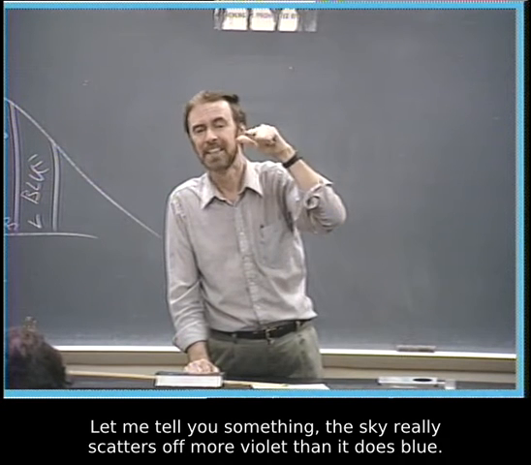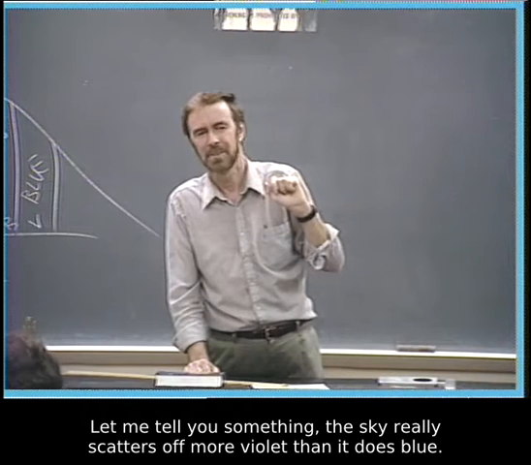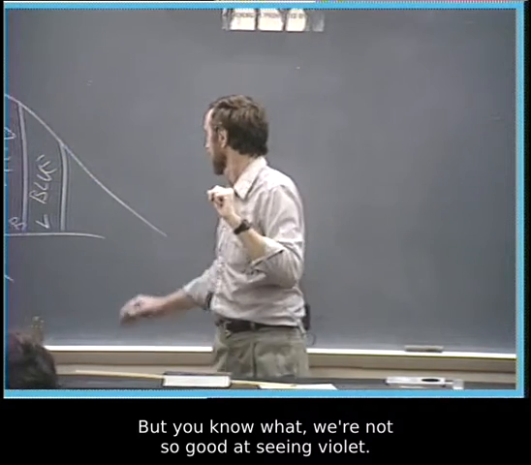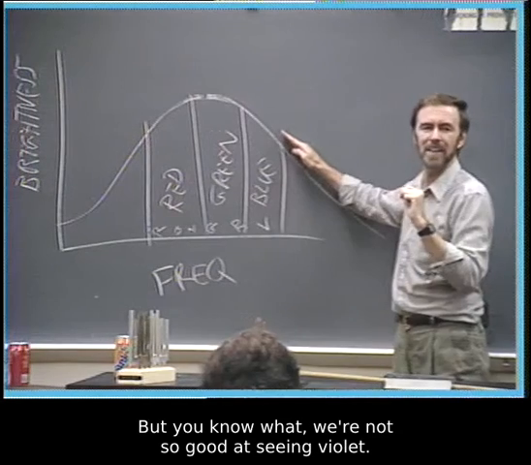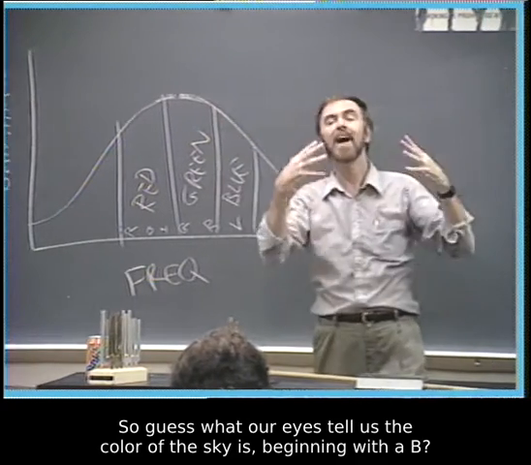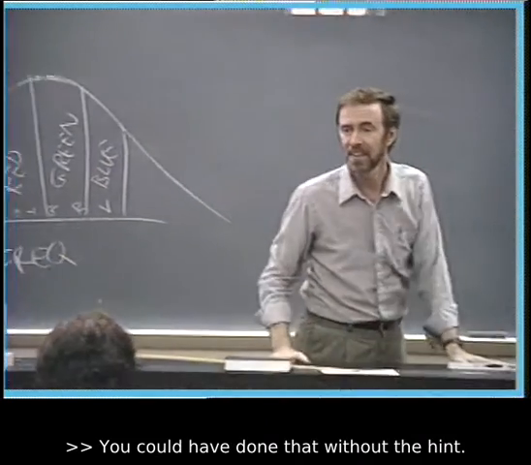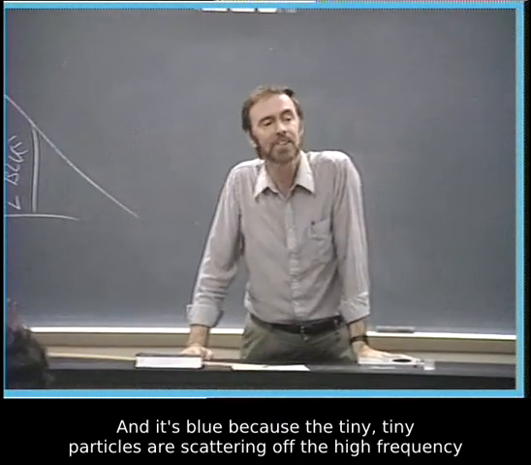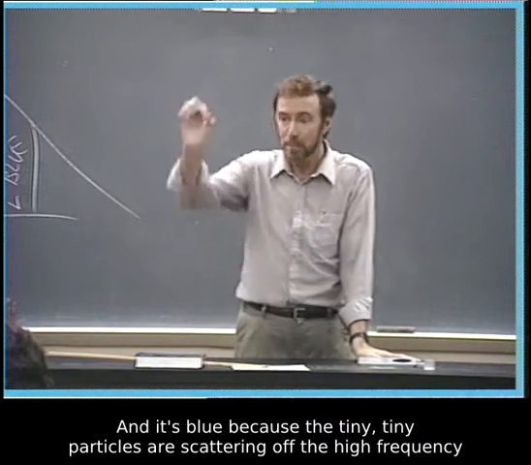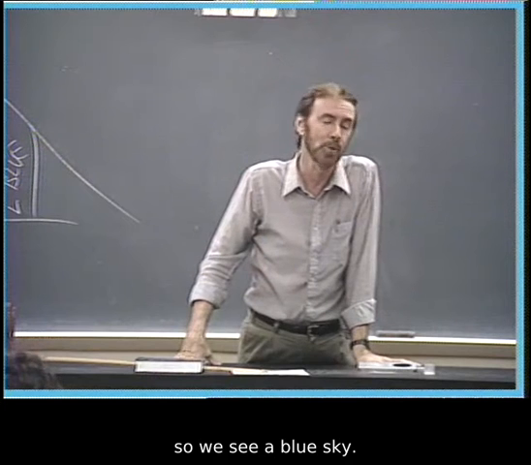Let me tell you something. The sky really scatters off more violet than it does blue. But you know what? We're not so good at seeing violet. We're a lot better at seeing blue. So guess what our eyes tell us the color of the sky is? Begin with a B. You could have done that without the hint. Okay? And it's blue because the tiny particles are scattering off the high frequency. So we see a blue sky.